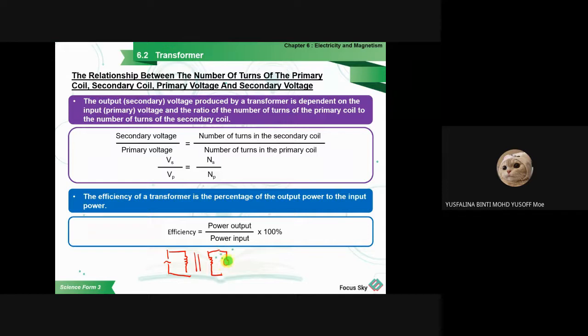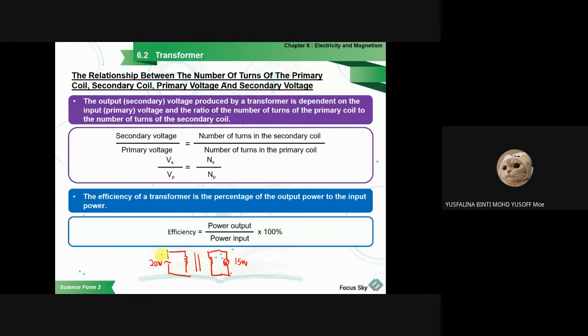Okay, and I connected it to the bulb. Now my power at the primary coil is, let's say, 20 watt. After you transferred all the magnetic fields, the secondary induces the current. So the power here I got, let's say, 15 watt.